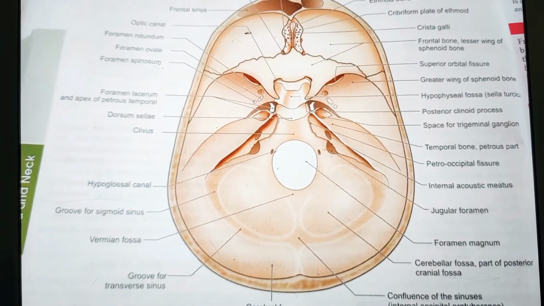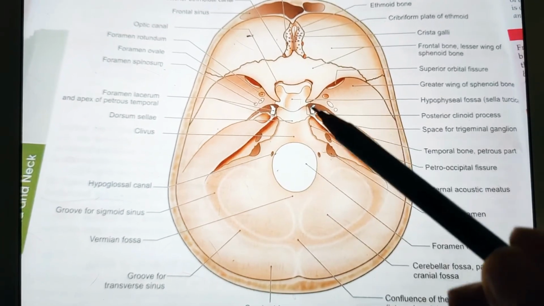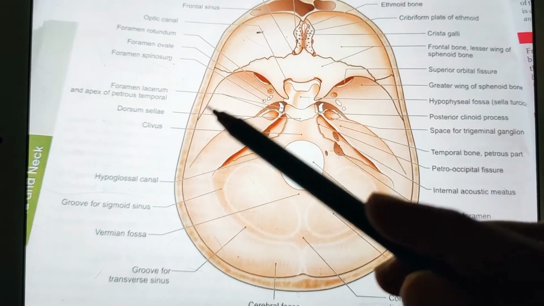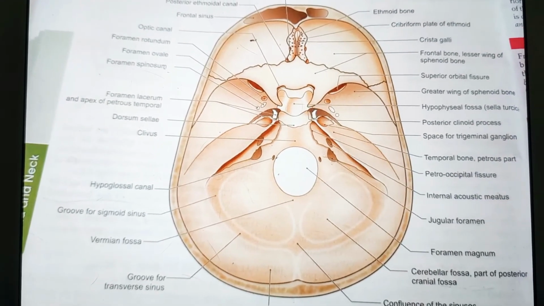In this video, we are going to discuss the middle cranial fossa. You can see here this is the middle cranial fossa. Of course, the middle cranial fossa is also divided into the median part and the lateral part. First, we'll start with the median part of the middle cranial fossa.